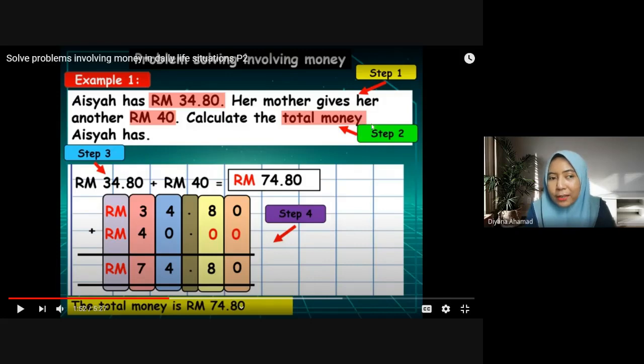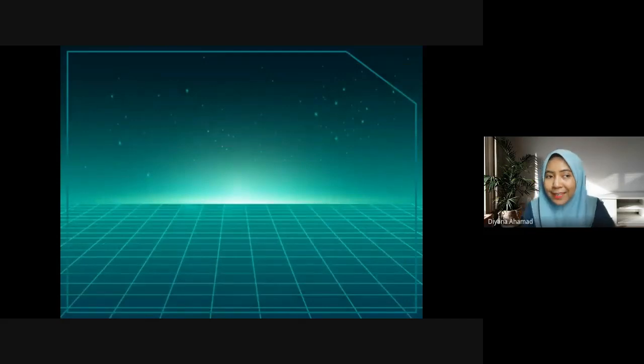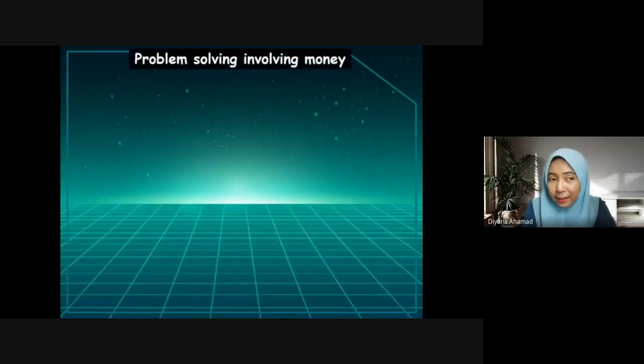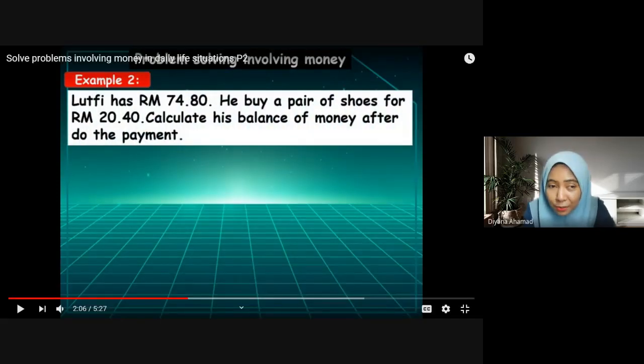So you read, you find the keyword. The keyword is total. So teacher, I need to do the addition, right? Now we look at example number 2. I go slowly. I hope you understand very well. What did teacher give you for the next problem solving? What do you think? Do you need to plus, minus, divide or times? Alright, see, that is the story.